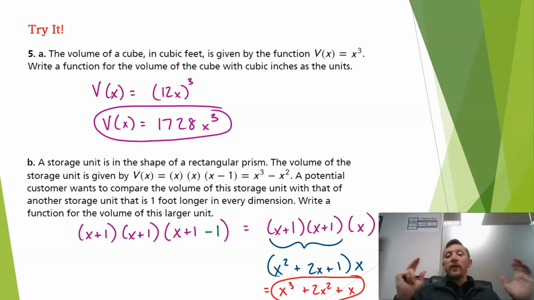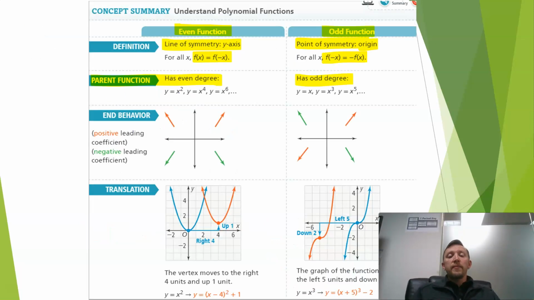Okay, so the last step, we have x squared plus 2x plus 1. Now we have to multiply everything by x. We're going to distribute the x through into the parentheses. So we'd have x cubed plus 2x squared plus x, or 1x. And that would be your final answer. So hopefully you did both of those right.